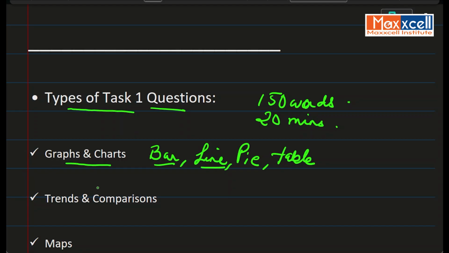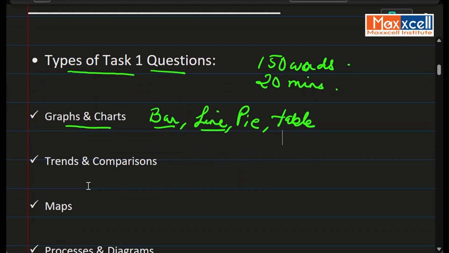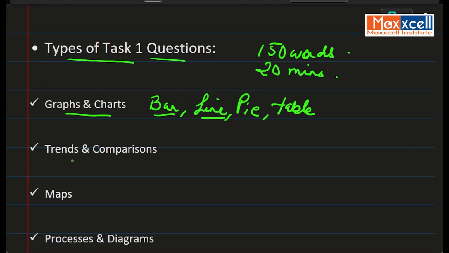सो ये टास्क 1 क्वेश्चंस है. उसके बाद let us go on further. So that can be in relation to trends and comparisons as well. So in relation to the bar graph and line graph or pie chart or table, what is important is what are the trends which are shown in the following bar graph or line or pie chart, and how you will compare the same. So this is something which you need to know. आपको कंपेयर करना है और ट्रेंड्स के बारे में भी देखना है जो भी आपको दिखाया जाएगा टास्क 1 क्वेश्चन में.